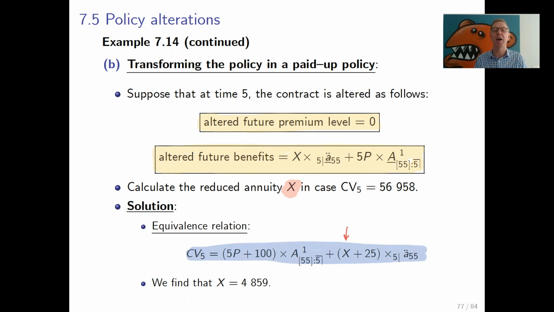So if at time 5 we want to stop paying the premiums, but we still want the annuity contract, the original annuity payment of 10,000 per year reduces to a payment of 4,859 per year.